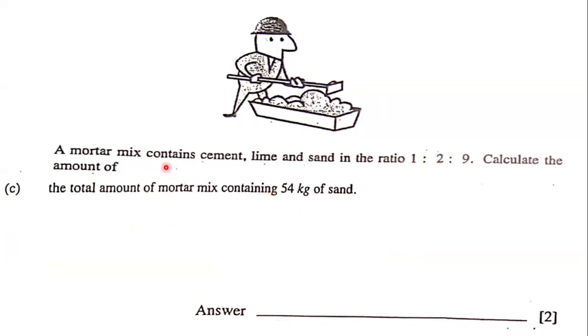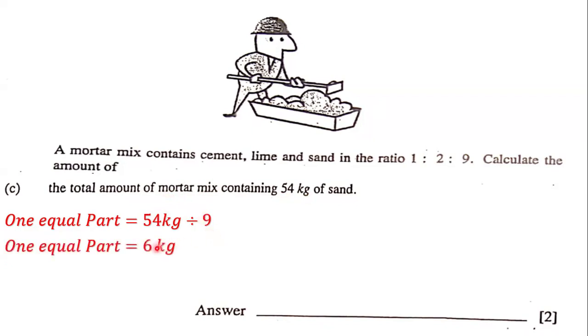Next, the question wants us to calculate the total amount of mortar mix containing 54 kilograms of sand. Now, the first thing that we're going to do is determine what is 1 equal part. Now, 1 equal part is going to be 54 divided by 9. We know that because sand accounts for 9 equal parts. And if we know that we have 54 kilograms of sand, that is 9 equal parts. And so we're going to take 54 divided by 9 to figure out what is 1 equal part. And so when we divide them, we get 6 kilograms, and 6 kilograms is 1 equal part.